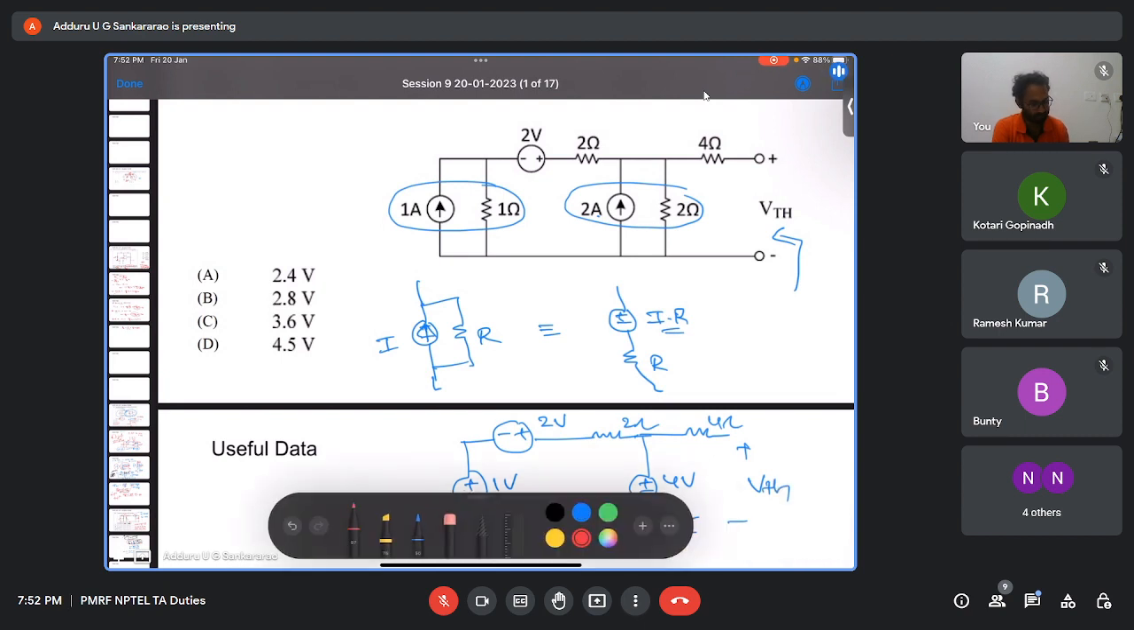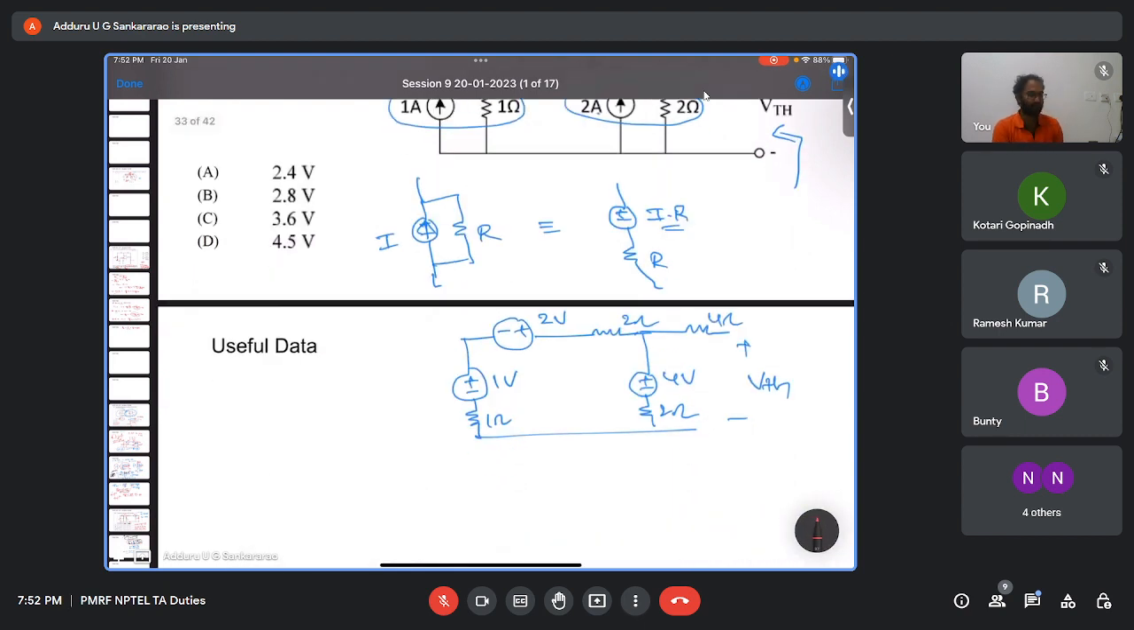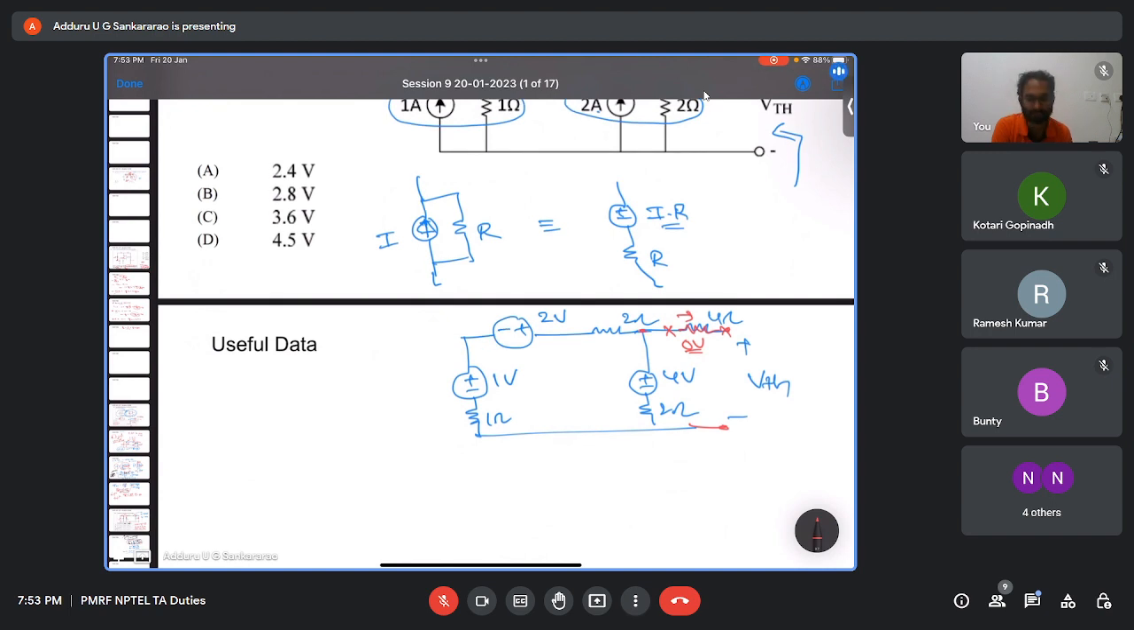Now, if we see here, when we want to find VTH, here it is open circuit. That means the 4 ohm is like hanging in the air. There will not be any current here, so 0 volts potential drop here when it is open. So VTH is nothing but the voltage across this. It is like there is no 4 ohm here. VTH is nothing but this one.